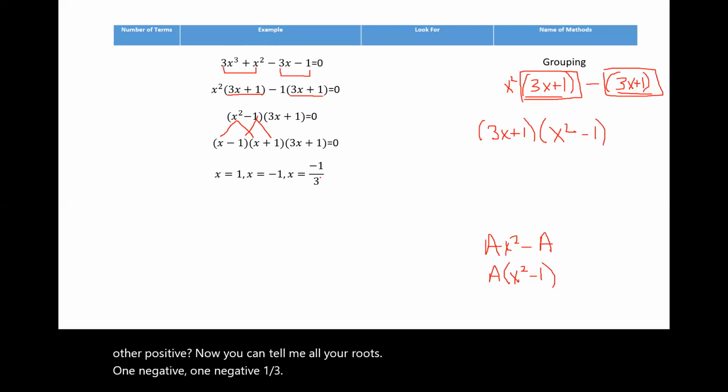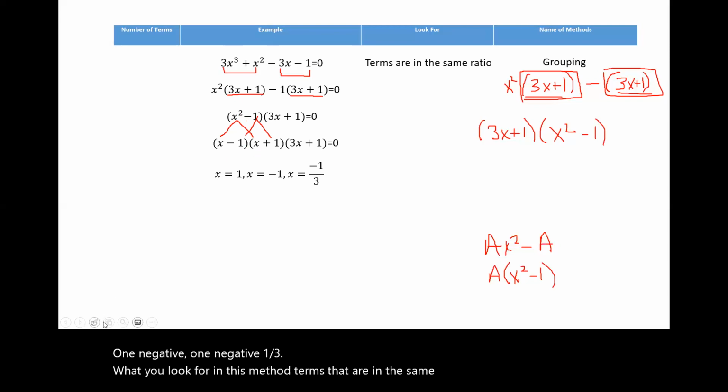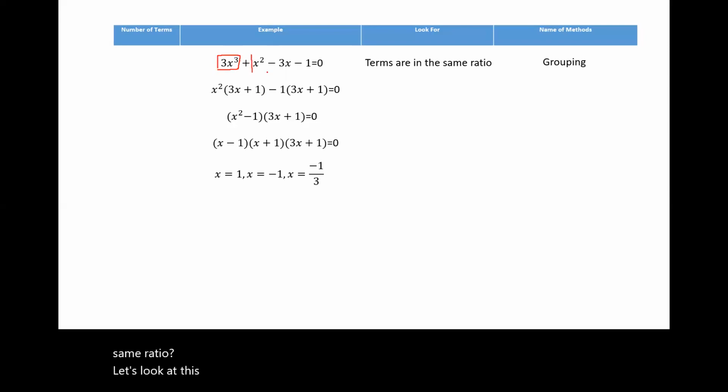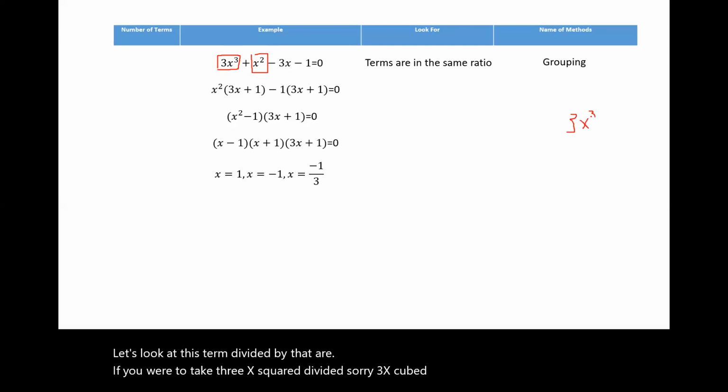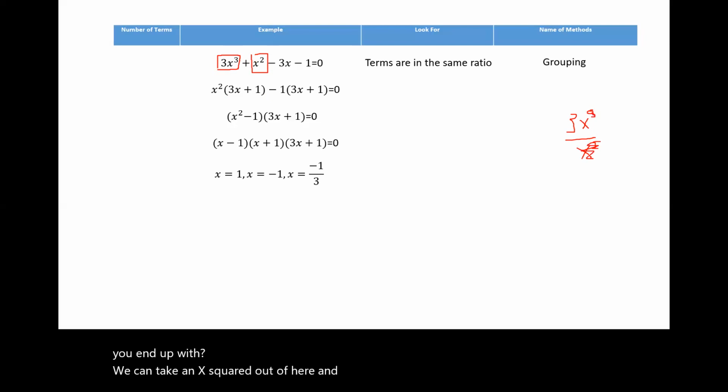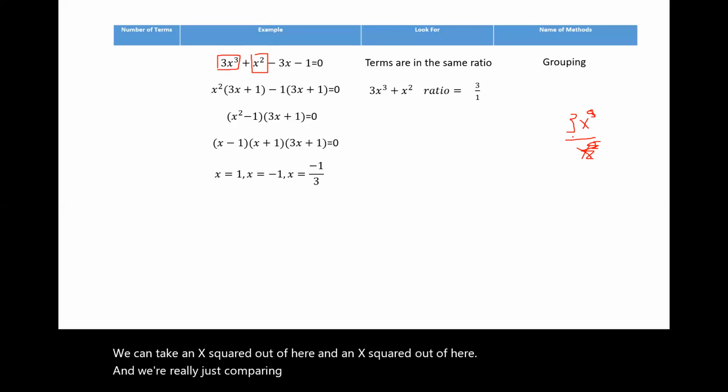What you look for in this method, terms that are in the same ratio. So what we mean by the same ratio. Let's look at this term divided by that term. If you were to take 3x cubed divided by x squared, what would you end up with? We can take an x squared out of here and an x squared out of here, and we're really just comparing the numbers. So my numbers, 3 and 1.